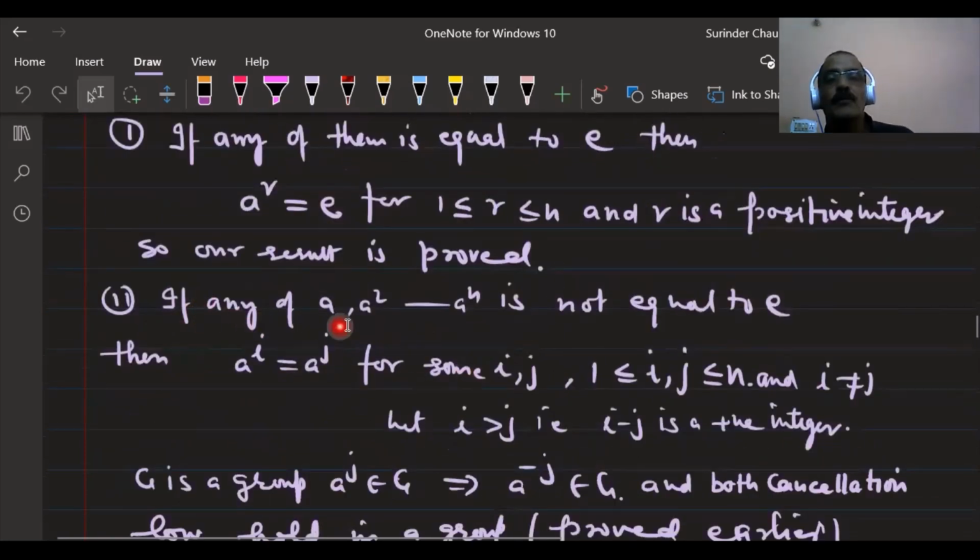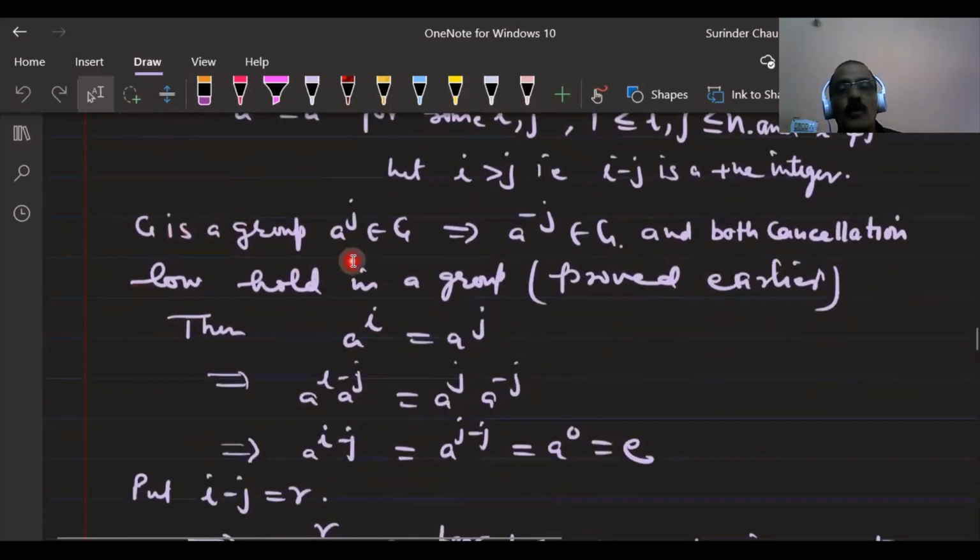Now, if none of these elements is equal to E, then any two of them are equal. So let us prove that A^I is equal to A^J for some I and J, with 1 less than or equal to I less than or equal to n, and 1 less than or equal to J less than or equal to n, and I is not equal to J. Without loss of generality, we can assume that I is greater than J, therefore I minus J is positive.